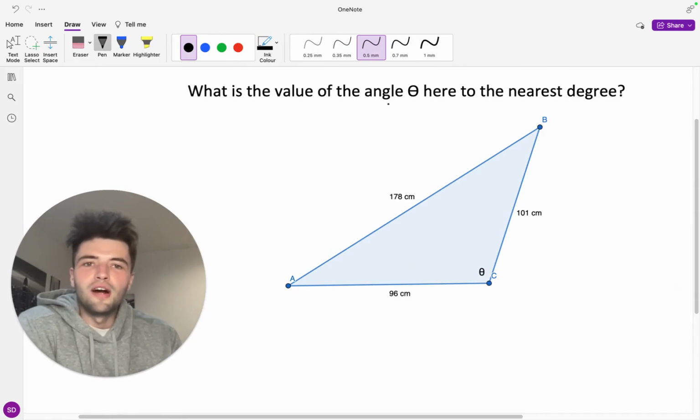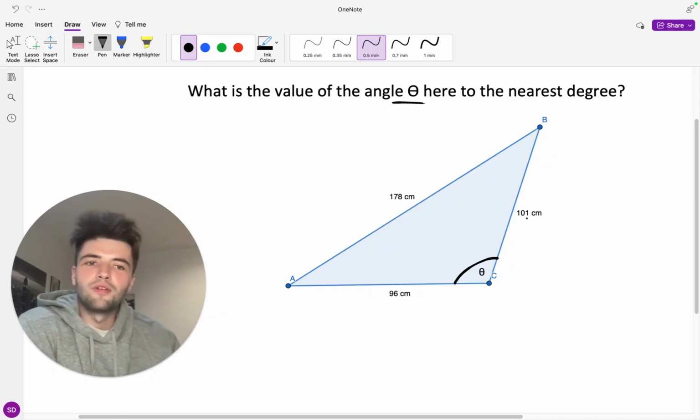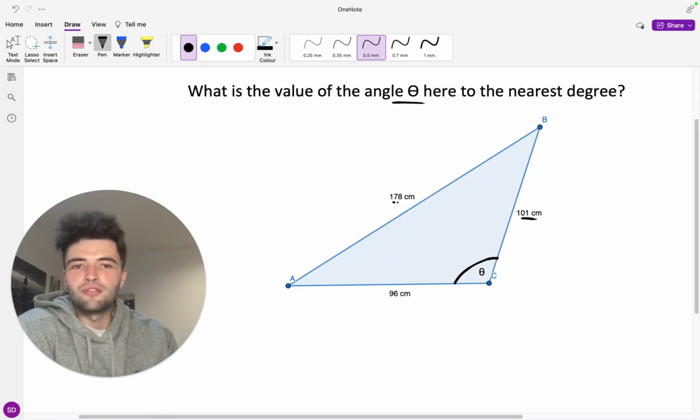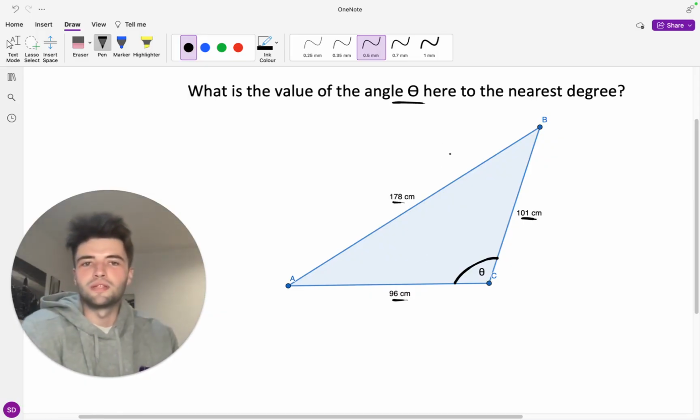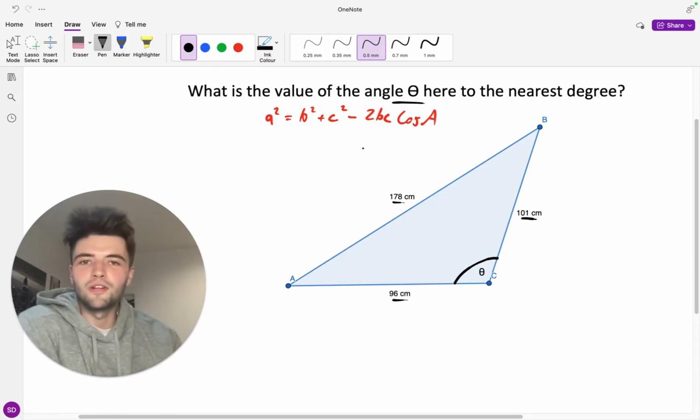Here we're looking to find the value of the angle theta, where theta is this angle here in the bottom right corner, and we're given three side lengths. So whenever you see three side lengths, that is going to be your cue to use the cosine rule as opposed to the sine rule, because with the sine rule we need sides and then opposite angles, but here we've just got three sides, so I'm just going to have to write the cosine rule out here now, and it is going to look like this.